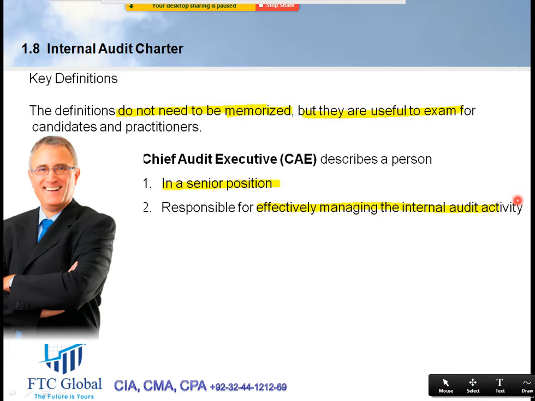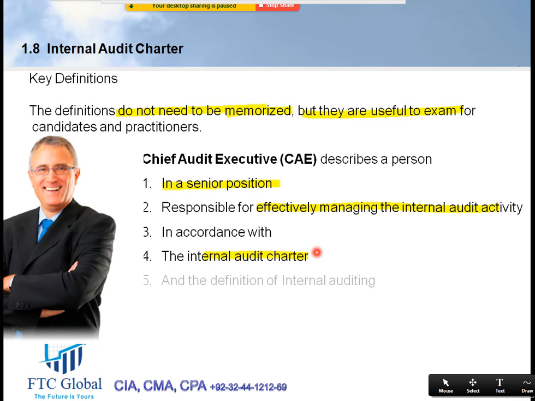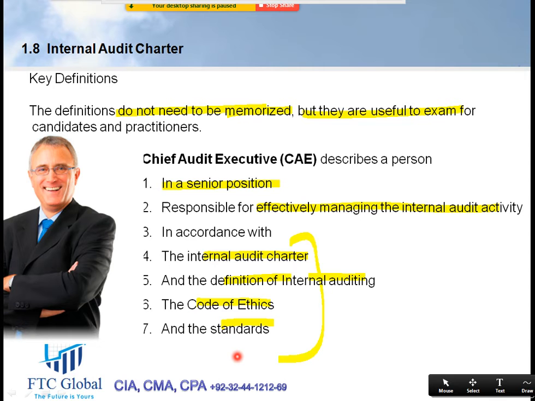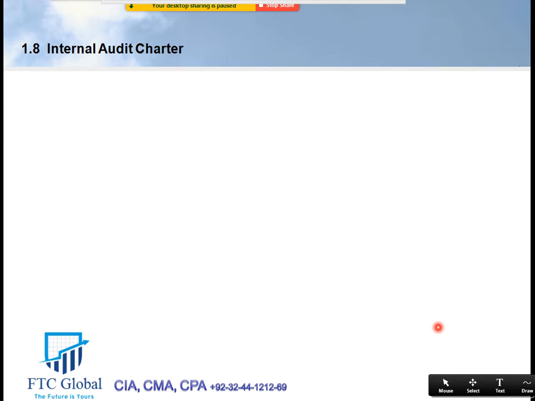He must conduct his work in accordance with the internal audit charter, in accordance with the definition of internal auditing, in accordance with the code of ethics, and in accordance with the standards. So it means the internal audit head, or the director of internal auditing, or the chief audit executive, his work should be done within these four domains. The charter itself is drawn from the definition of internal auditing, the ethics, and the standards. So our work should be within the boundary.